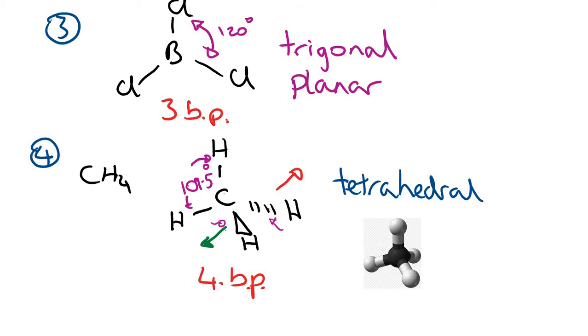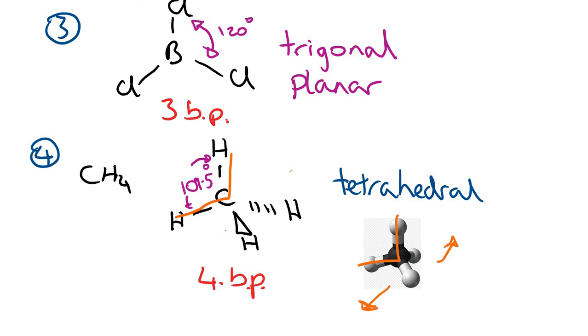Basically, if I think of this, that orange line there is the line of the page. That dashed line there means it's going behind the page, and this wedge here means it's going in front of the plane. So I've brought a ball and stick diagram here of methane. So what you can see is if this was the plane of the page like that, that hydrogen is going away, and this hydrogen is going out towards you.